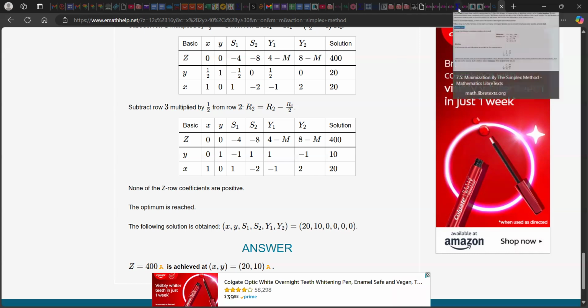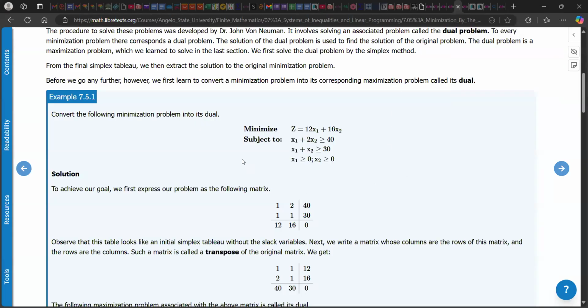Good. So I'm going to go back to the problem. So here is the problem, right? What we're going to do, we're going to take these coefficients here and form a matrix, right? I don't know if you notice. Oh, by the way, they put the Z function at the bottom.